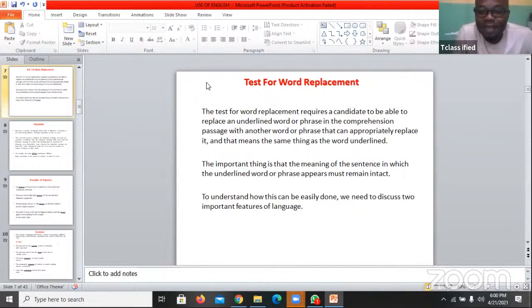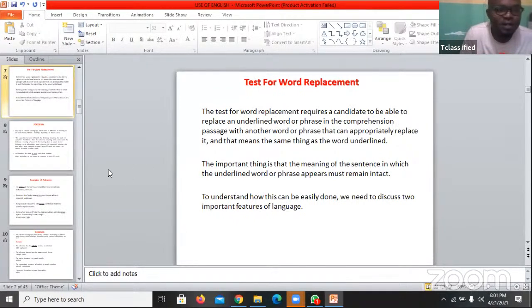To understand how this can be easily done, we need to discuss two important things we're going to be looking at. So all these are going to help us in being able to do word replacement. Like I said, word replacement is captured under lexis and structures. Okay, so we're going to start now.